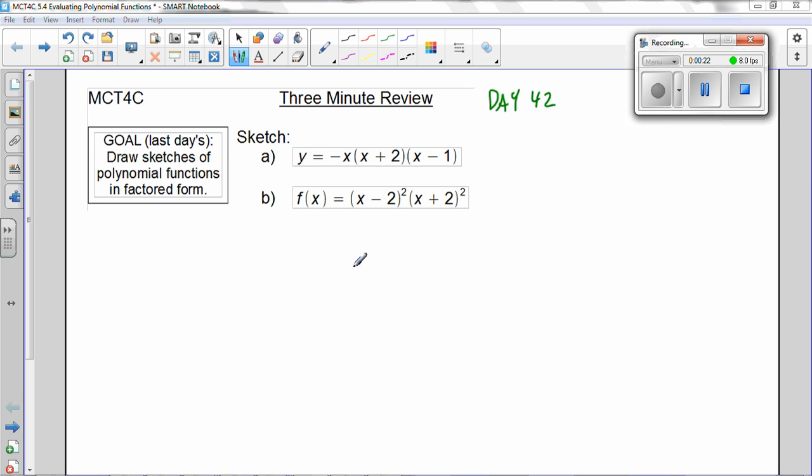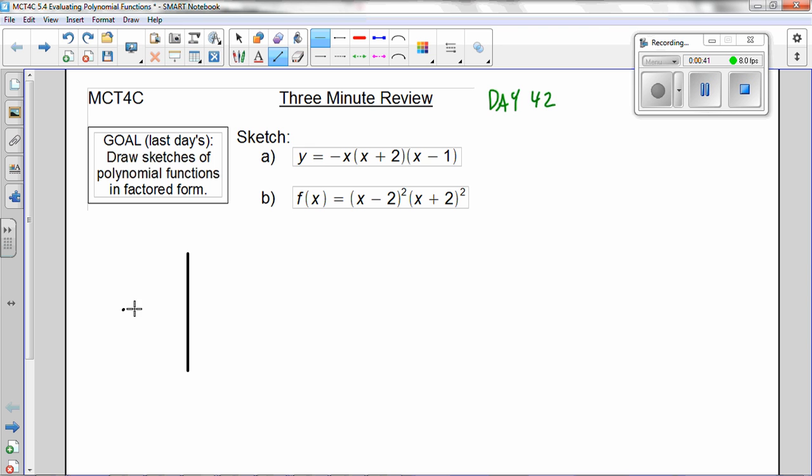We were able to graph polynomial functions without help of the TI-83, and we got pretty good drawings, and that's what we're reviewing today. So here we're just asked to sketch these things. They're in factored form, so setting up my set of axes here.